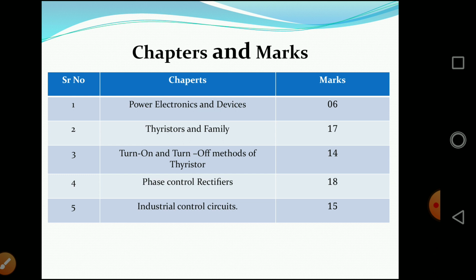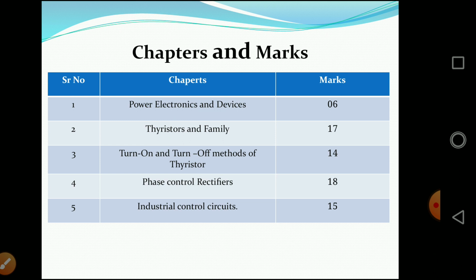Next, for the FPE subject, we have 5 chapters in total. The first one is power electronics and devices, which carries 6 marks. In this chapter, we are going to see different types of power electronic devices.